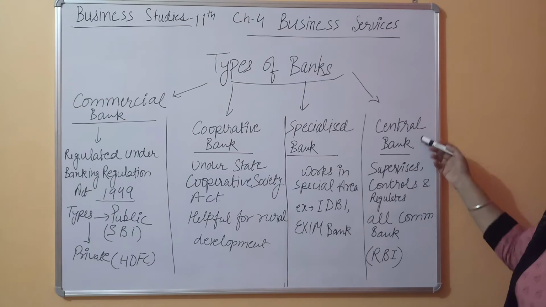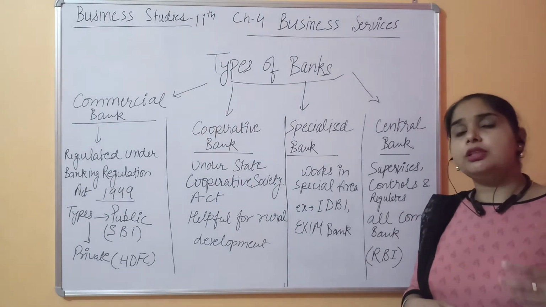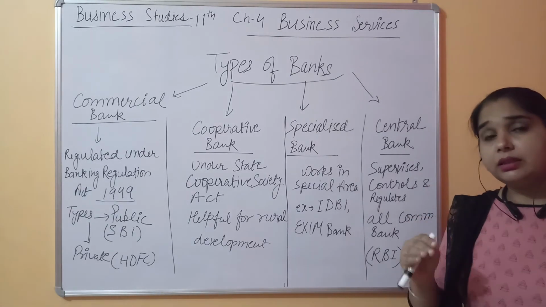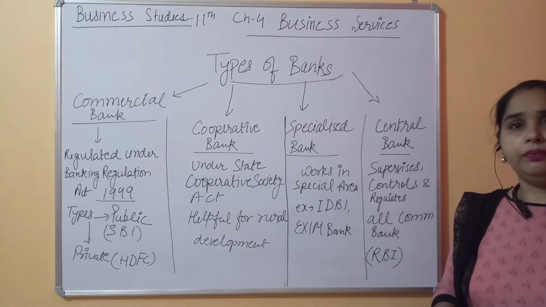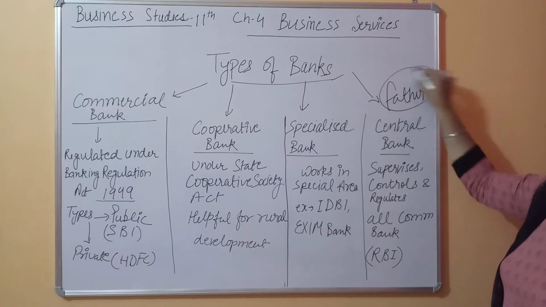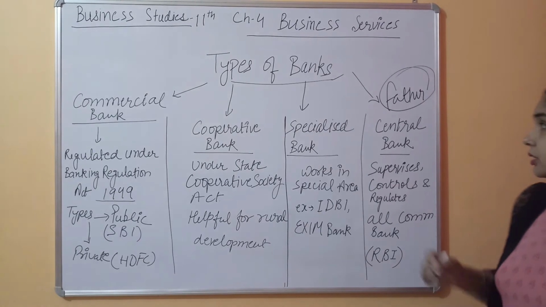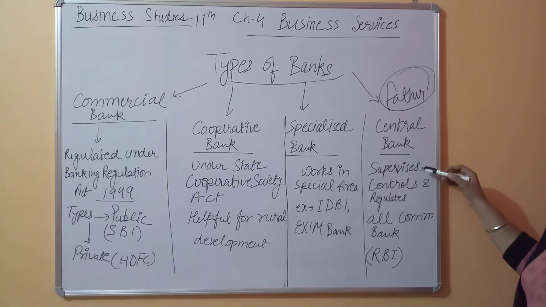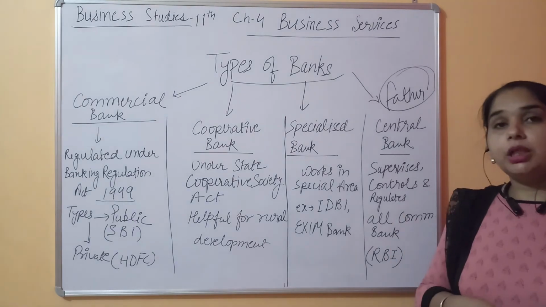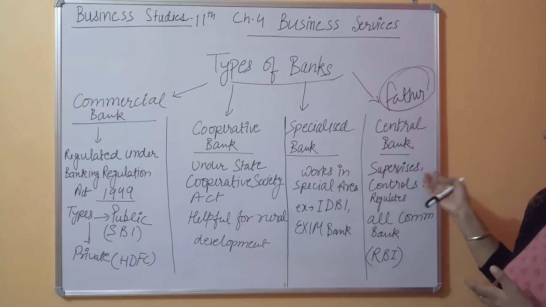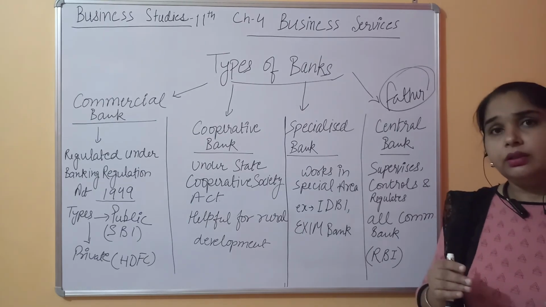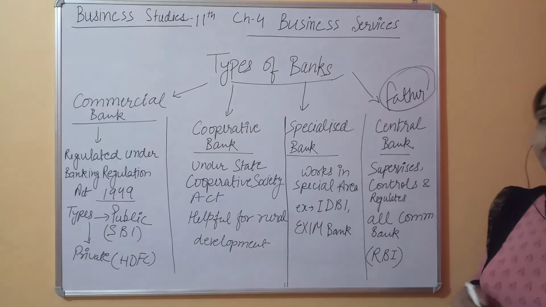The last one is the central bank. Every country has its own central bank, like our country has the RBI. What is the function of RBI? It regulates, supervises and coordinates everything. We can call it the father of the banks. This is known as the central bank. It supervises, controls and regulates, and all the commercial banks come under this central bank. So in India we have the RBI that regulates, coordinates and supervises the activities of all the banks.